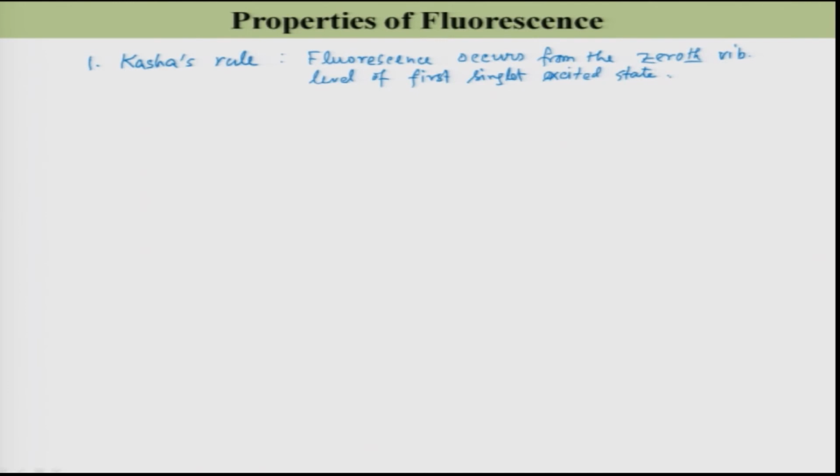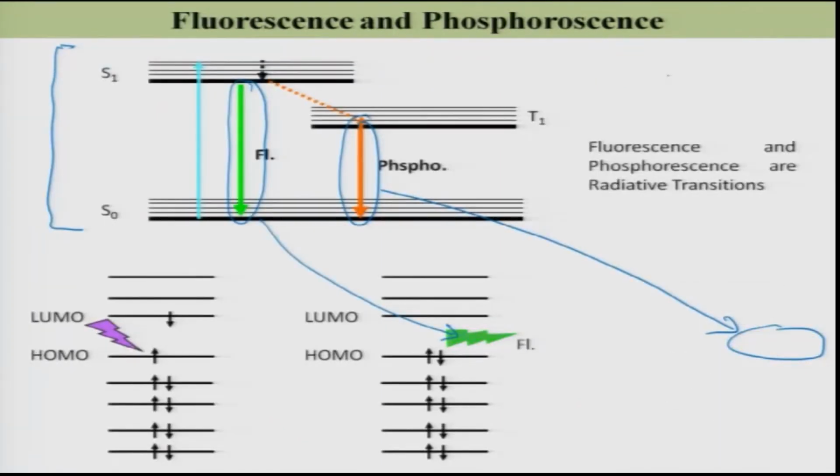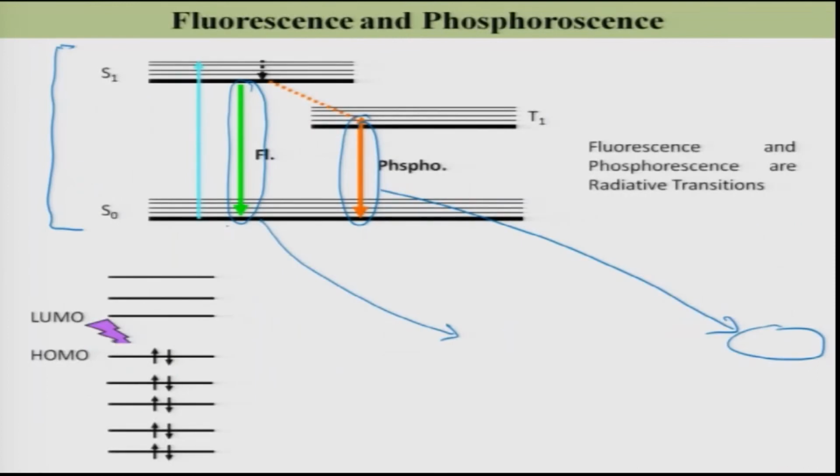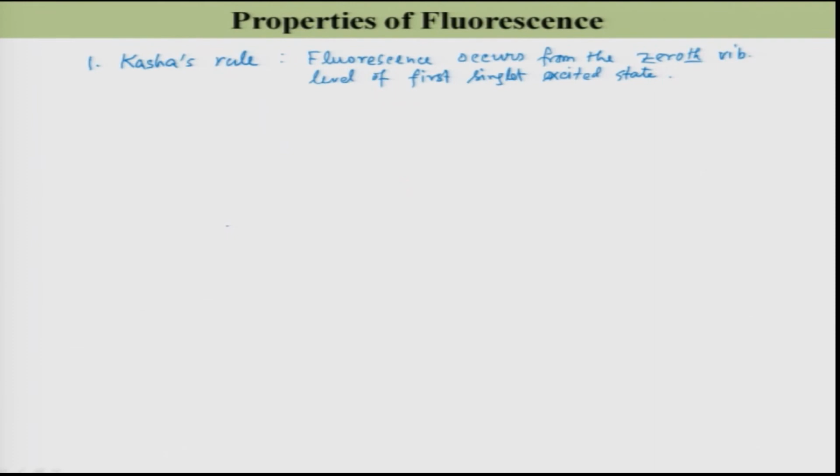It means that, over here, whether you are exciting here, emission comes from here; whether you excite here, emission comes from here; you excite here, emission comes from here, the same energy level. It means that the emission spectrum does not depend on the excitation wavelength. So, now let me write my second point over here: the emission spectrum does not depend on excitation wavelength.